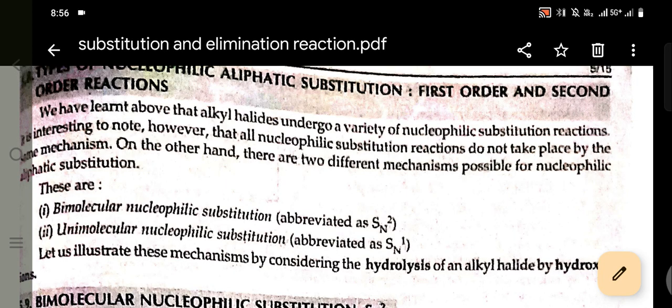It is interesting to note, however, that all nucleophilic substitution reactions do not take place by the same mechanism. On the other hand, there are two different mechanisms possible for nucleophilic aliphatic substitution. These are bimolecular nucleophilic substitution, that is SN2, and unimolecular nucleophilic substitution, that is SN1. Let us illustrate these mechanisms by considering the hydrolysis of an alkyl halide by hydroxyl ions.